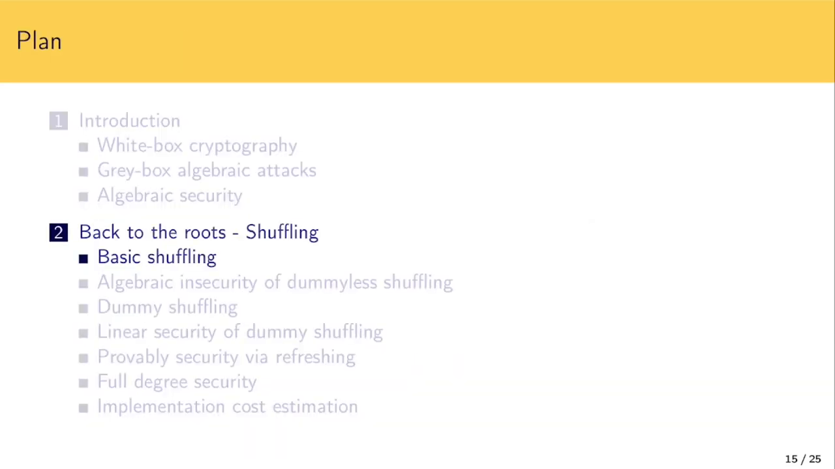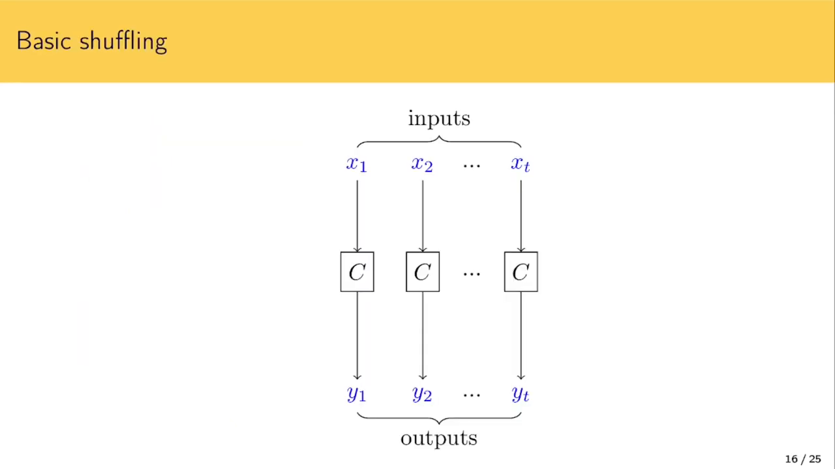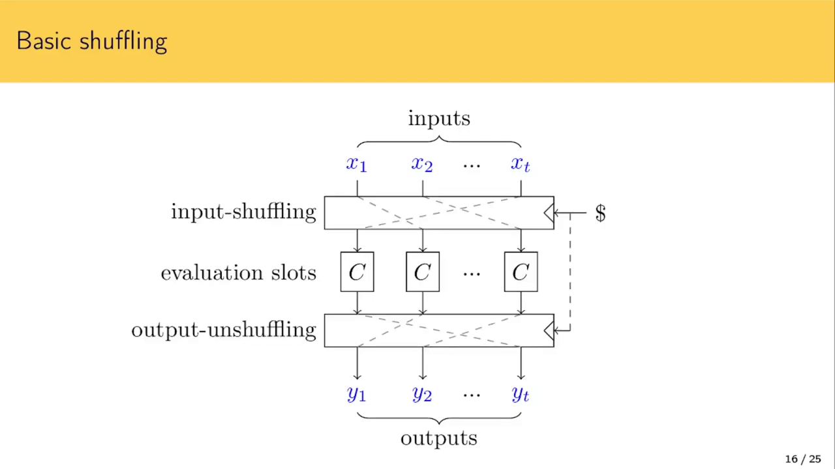We now move on to our contributions, applying the shuffling countermeasure to protect against algebraic attacks. Let's start with a basic shuffling example. Assume that an implementation computes the same function t times in parallel. A usual example is the AES block cipher, where the same S-box is computed 16 times in parallel in each round. The idea of shuffling is to randomize the order of computations. The goal is to introduce extra noise against correlation attacks, which would also amplify the security from linear masking schemes.